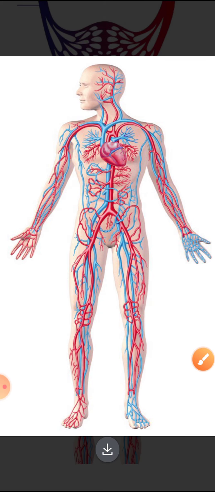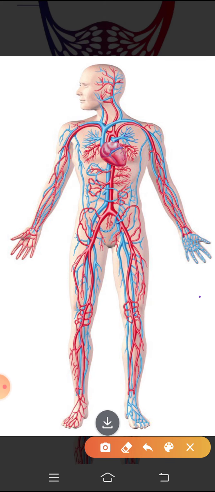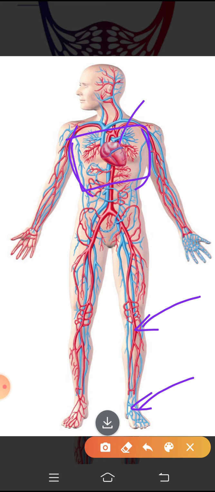So now if you observe this picture, you can identify the red lines which denote the oxygenated blood and the blue lines which denote the deoxygenated blood. So here you can see the oxygenated blood from the lungs. Where are the lungs present? I told you the heart is present in between the lungs, and these lungs are present in the thoracic region, right? So now the oxygenated blood from the lungs, what happened? It enters the heart, right? So now from the heart it distributes to the different parts of the body.